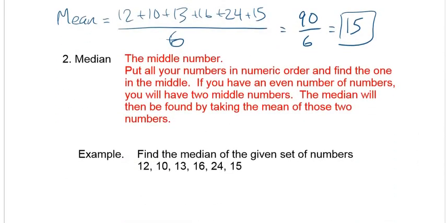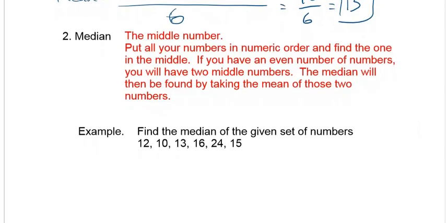For the median, not very difficult at all. As long as you can sort numbers into numerical order, then you're set. All we do is we just take those numbers, we rearrange them so that they're in order, and we're going to look right in the middle and see what's there. So in this case, 10 is the lowest, followed by 12, followed by 13, followed by 15, followed by 16, followed by 24. So in this case, take a look.